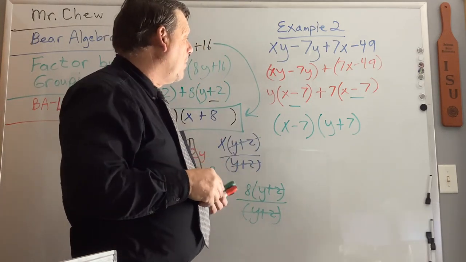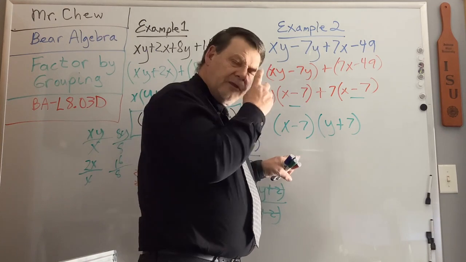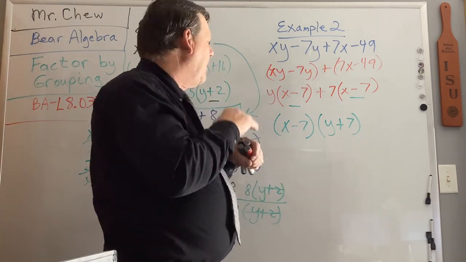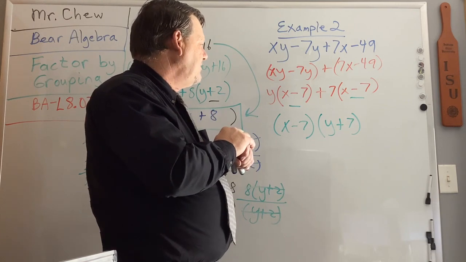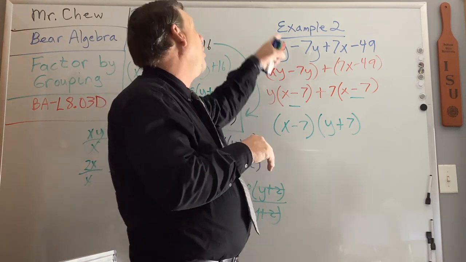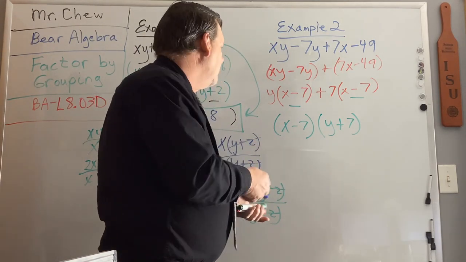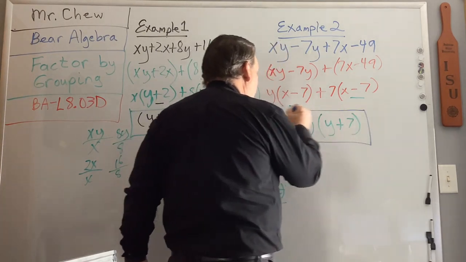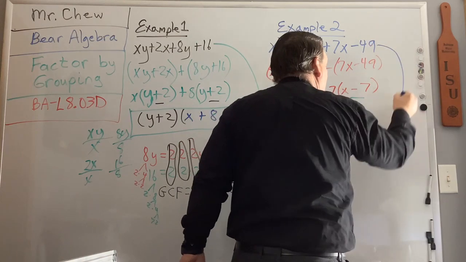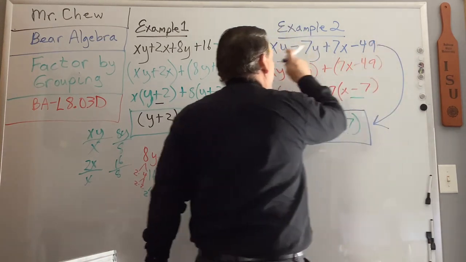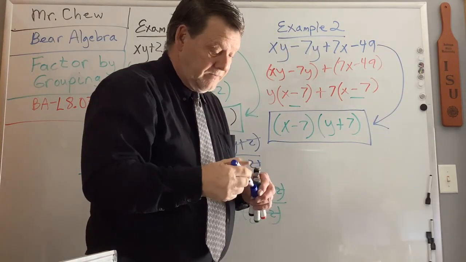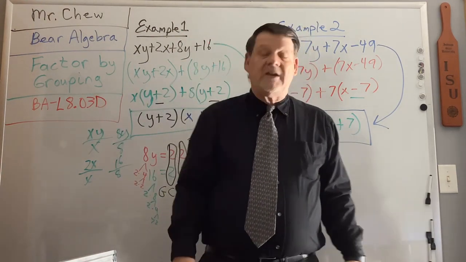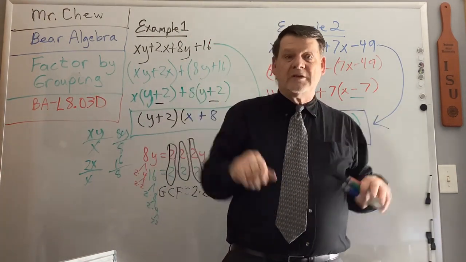Now, if I were wanting to check this, I would either multiply this out using the distributive property or FOIL and see if I could get my original back here. So, this factored into 2 binomials equals this polynomial up here. They're the same thing.